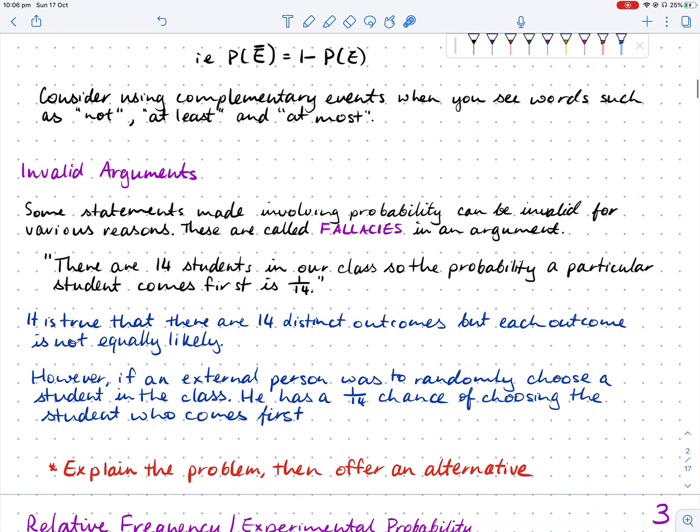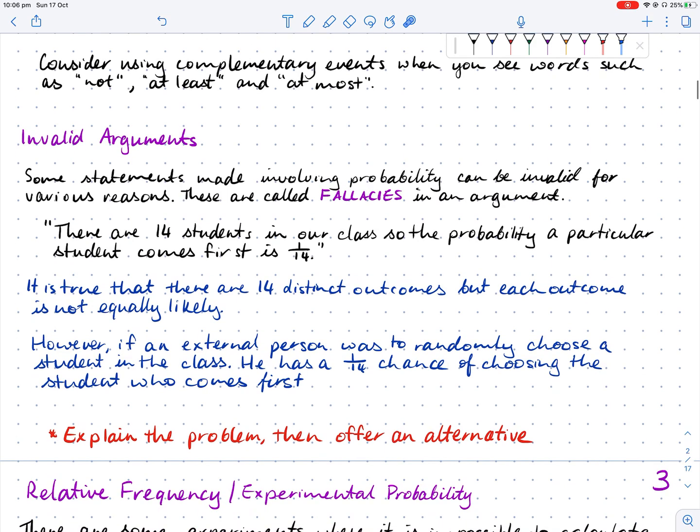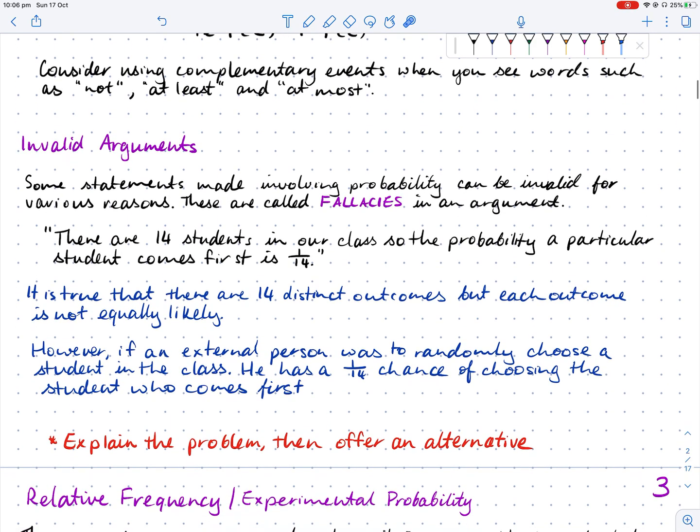The last little bit of terminology we're going to look at is invalid arguments. Sometimes we'll have a probability statement where it actually doesn't make sense, or the probability doesn't actually work. These are usually called fallacies. A fallacy in the argument means that there's an issue with the intention of the question or the interpretation of the question. So here's an example. There are 14 students in our class, so the probability a particular student comes first is 1 out of 14.